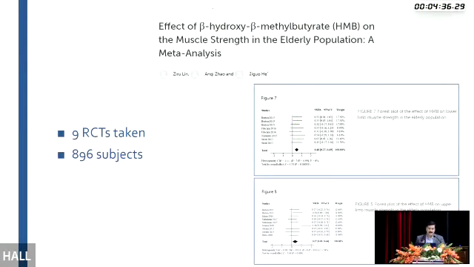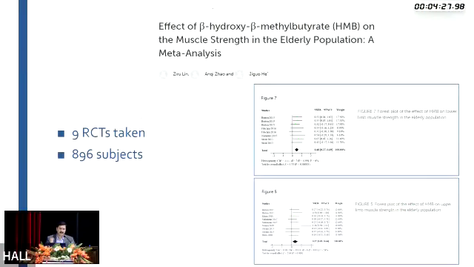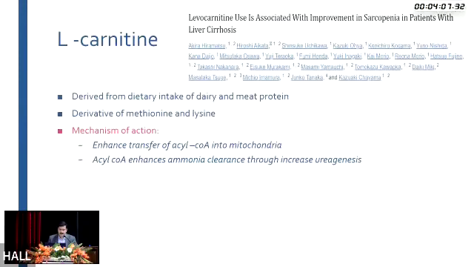What are the other drugs which are available? An interesting drug. This is beta-hydroxybutyrate. This is an active ingredient of leucine. This data is from the geriatric population. 9 RCTs and 896 patients in this meta-analysis. They showed a significant improvement in the muscle mass in both the appendicular as well as the limb muscle mass. However, there is no data in patients with cirrhosis of this drug.